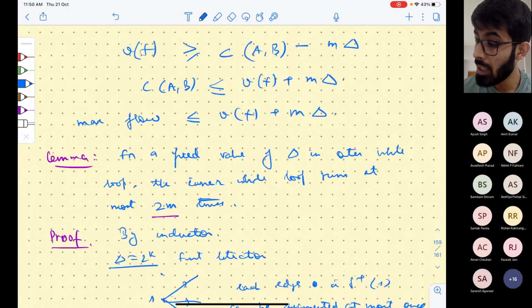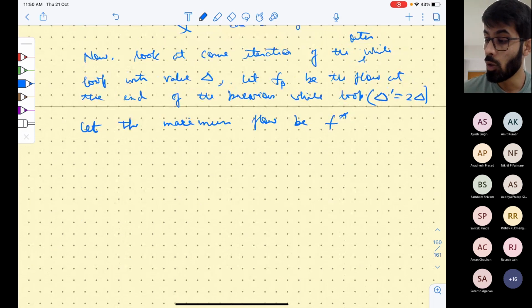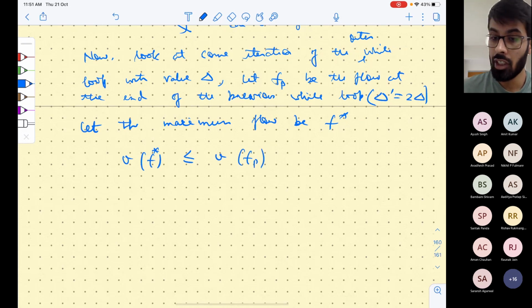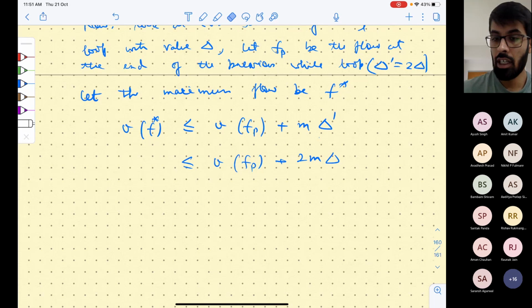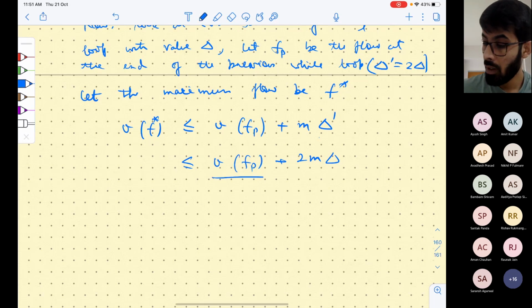So basically what we have shown here is that after this, not much is left. M delta is left, right? So that's what we are going to use now. We know that the value of F star is less than or equal to the value of FP, whatever we got in the last iteration, plus M delta prime. And delta prime and delta don't differ by too much, right? Less than or equal to V of FP plus 2M delta. They differ by just a factor of 2. And this we have already got after the previous while loop.